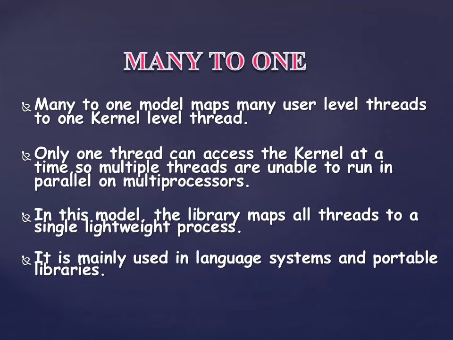Many-to-one. The many-to-one model maps many user-level threads to one kernel-level thread. Only one thread can access the kernel at a time, so multiple threads are unable to run in parallel on multiprocessors. In this model, the library maps all threads to a single lightweight process. It is mainly used in language systems and portable libraries.